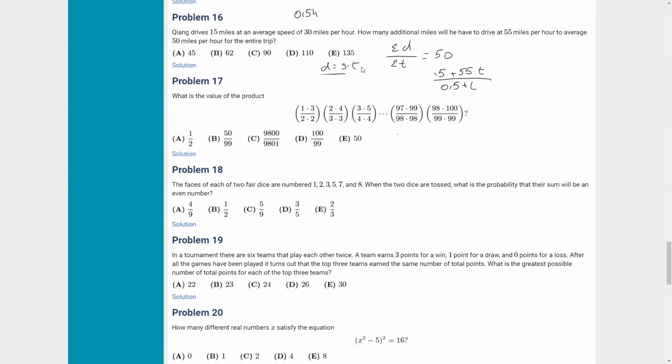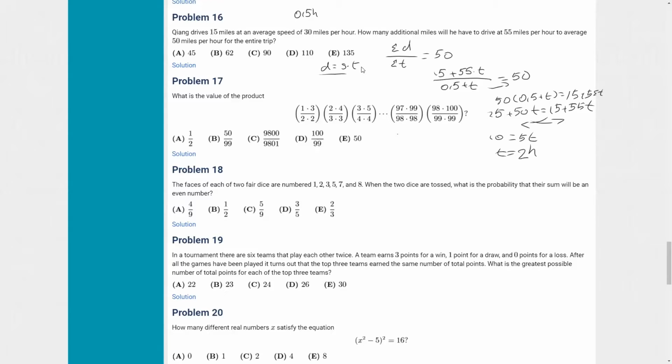Now divided by the total time. Remember, in the first part, he drives half an hour. So we need to add that 0.5 to the amount of time he drove extra, equals 50, because the average is 50 miles per hour. So now I will multiply: 50 times (0.5 plus t) is equal to 15 plus 55t. What does that tell us? 25 plus 50t equals 15 plus 55t. I move the 50t this way and I move the 15 this way. 10 is equal to 5t. t is equal to 2 hours.